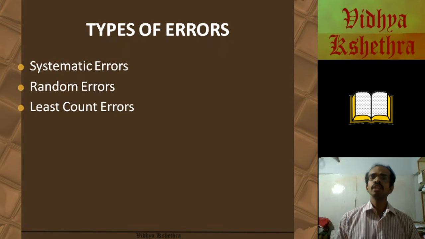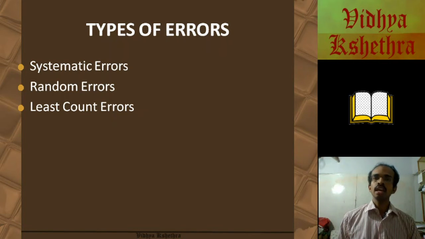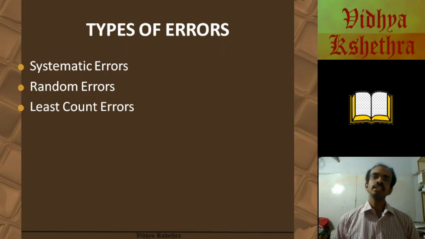Then there are least count errors. Least count errors are the errors caused due to the least count of an instrument. Least count is the minimum resolution an instrument is able to give. If the least count of an instrument is lower, for example, in the case of a screw gauge, the least count is 0.01 meter, while in the case of a spherometer, it is 0.001 meter. Hence, the spherometer will be more accurate compared to the screw gauge, since the least count error will be lower in the case of the spherometer.